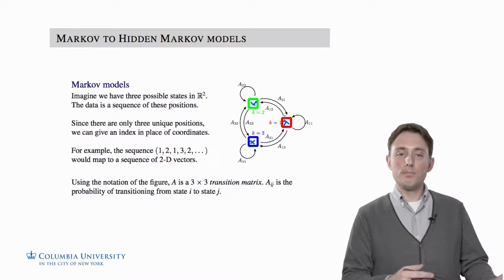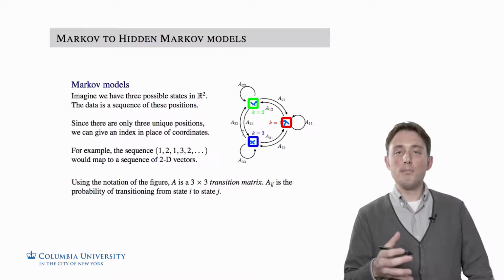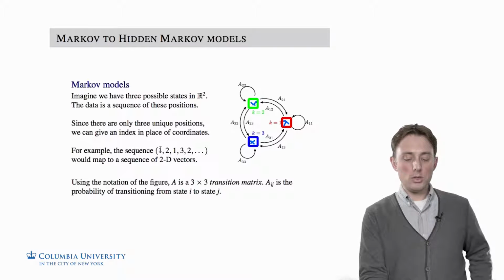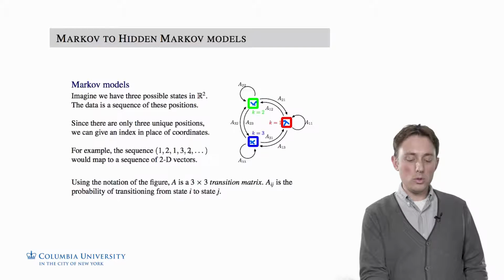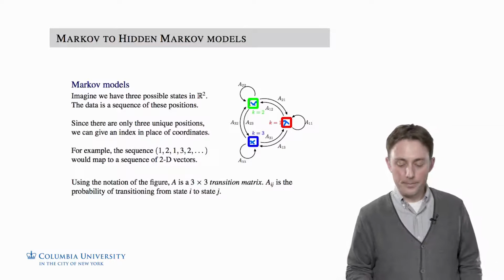So last time, we didn't need to think about these embeddings of these states in some space. We simply generated a sequence using the state index. So we would get a sequence 1, 2, 1, 3, 2, and that would indicate that our transition was from this point to this point to this point to this point to this point, something like that.